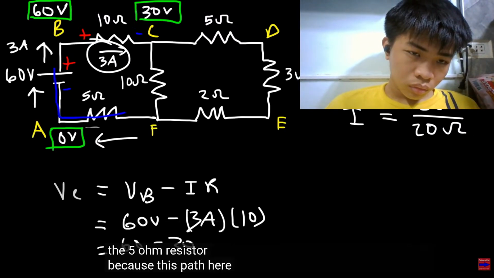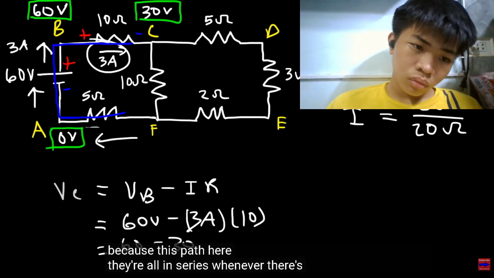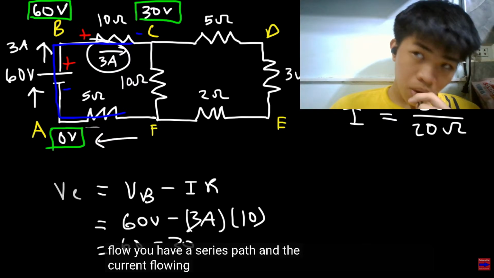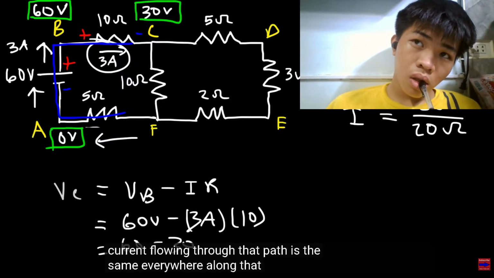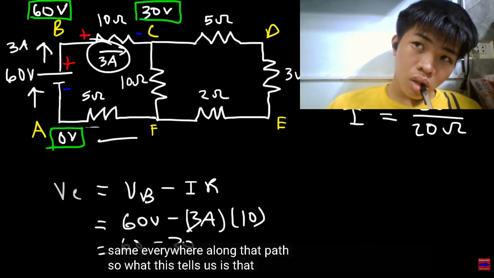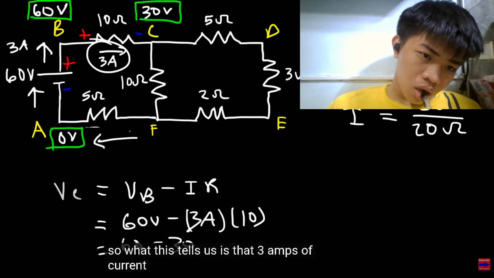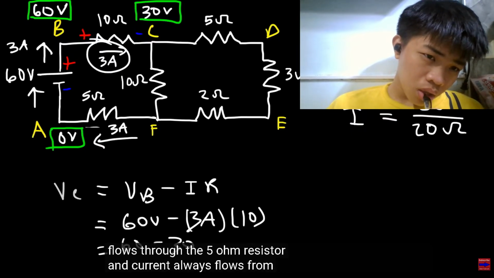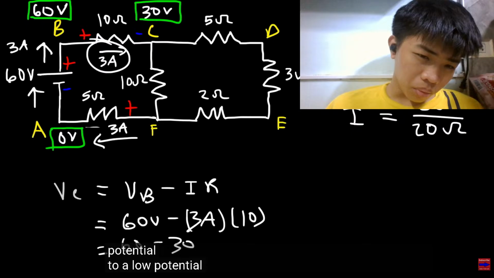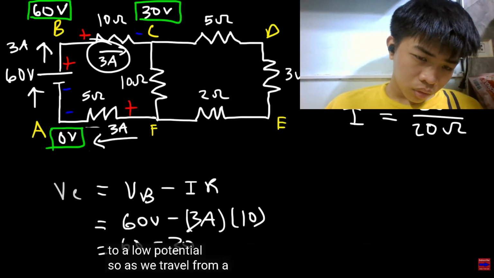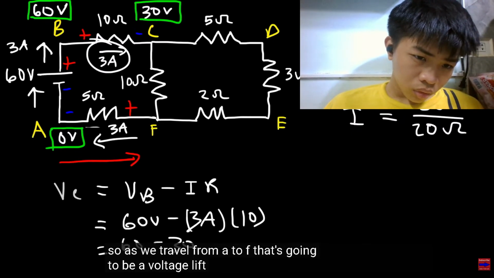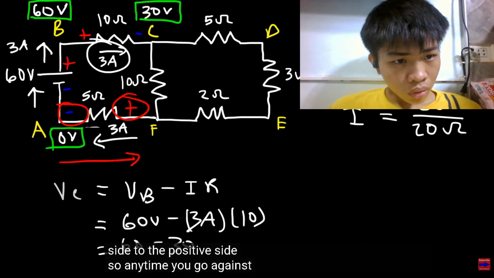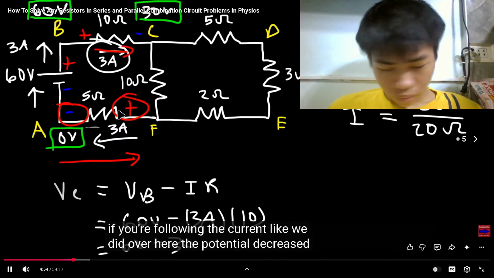Because this path here, they're all in series. Whenever there's only a single path for the current to flow, you have a series path, and the current flowing through that path is the same everywhere along that path. So what this tells us is that 3 amps of current flows through the 5 ohm resistor. And current always flows from a high potential to a low potential. So as we travel from A to F, that's going to be a voltage lift because we're going from the negative side to the positive side. So anytime you go against the current, the potential increases.